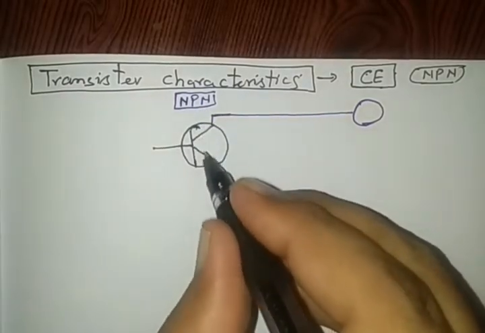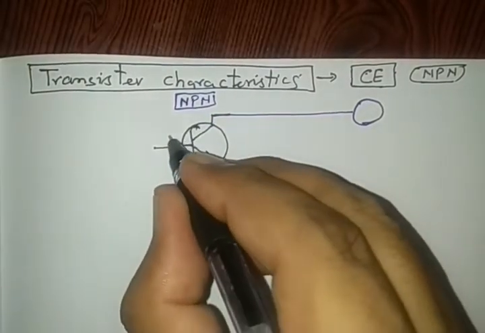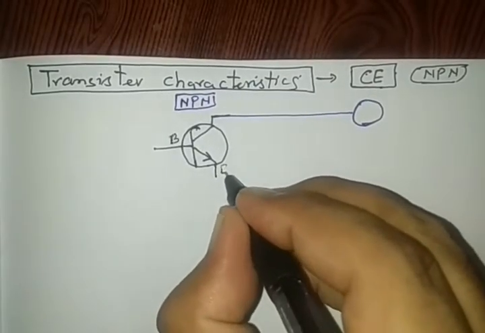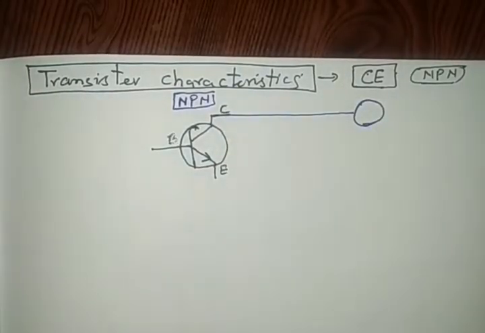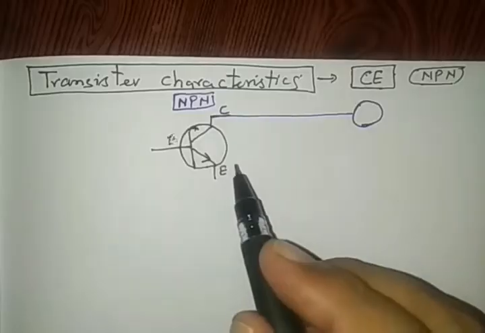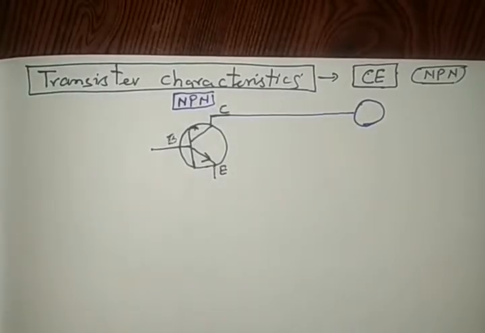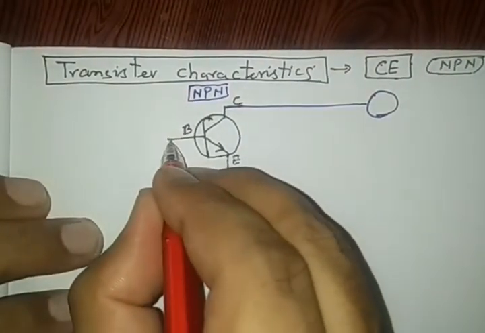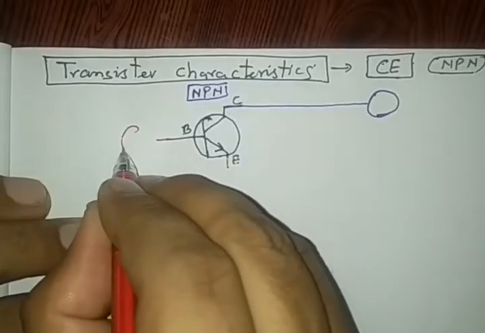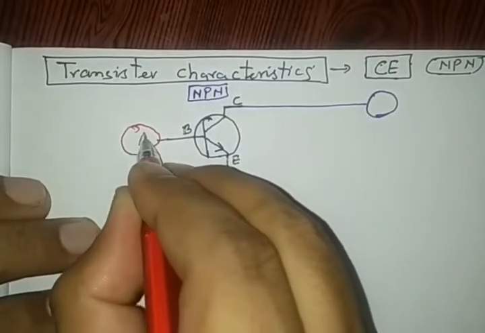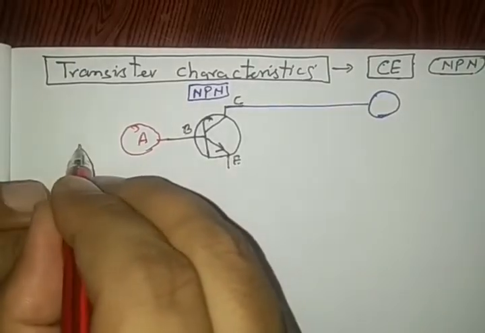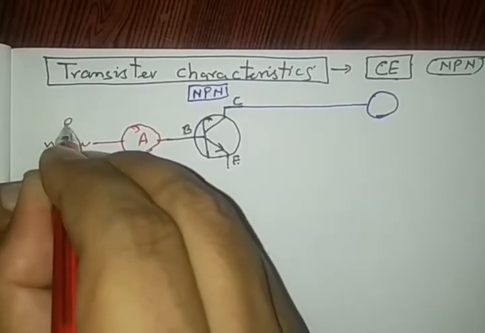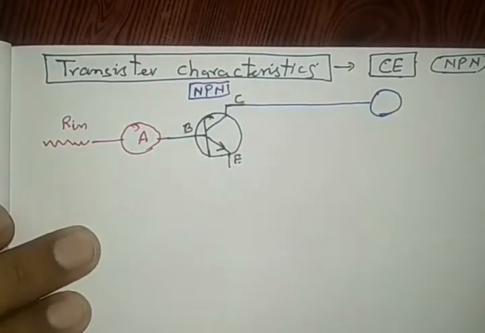Here the symbol of the NPN transistor is given, in which this side is the base, emitter, and here is the collector. It is common emitter. So what is in the input circuit? To see the input circuit, see very carefully. To measure the current, an ammeter is used. Thereafter, in the circuit, the input resistance is represented here.